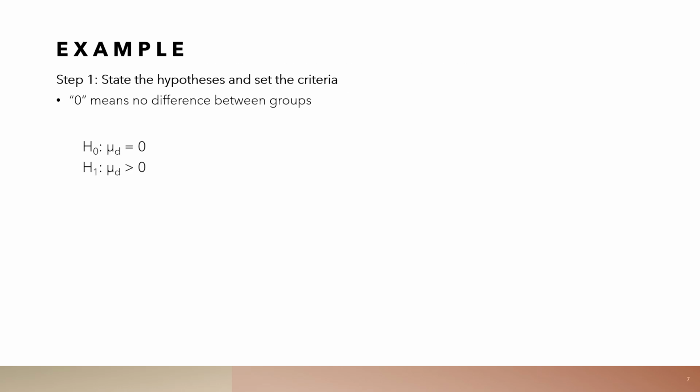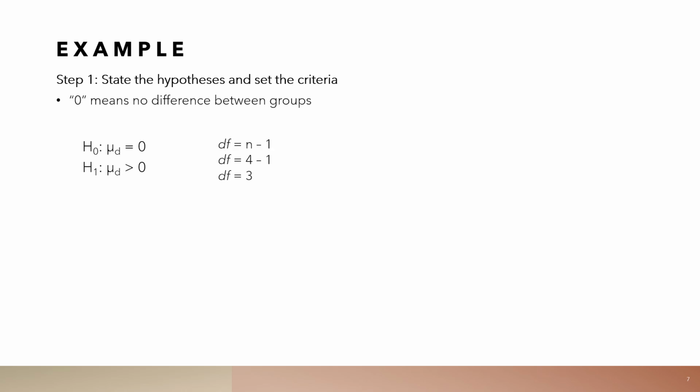Step 1, we need to state the hypotheses and set the criteria. With related samples, we are hypothesizing about the difference between groups. And in this case, we are hypothesizing that the new shoes increase running speed. Because there is a specific directional hypothesis, we have a one-tailed test, and our null hypothesis is that mu equals 0, 0 meaning that there is no difference between groups. Our alternative hypothesis is that mu is greater than 0.